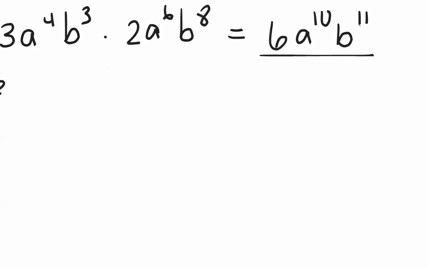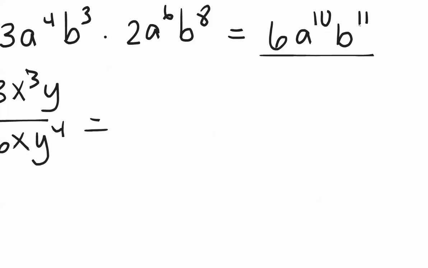Last example with division, 3x to the 3rd, y divided by 6, xy to the 4th. I can reduce the 3 over 6 to give me 1/2. You don't have to write the one on top, but you can. X, larger power is on top. 3 minus 1 is 2, so it's x squared. Larger power of y is on the bottom. 4 minus 1 is 3.